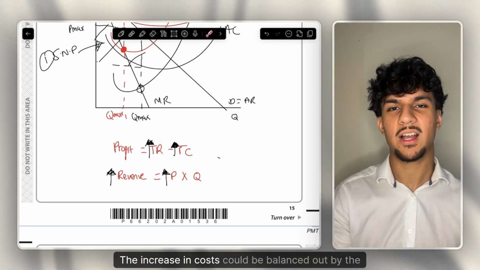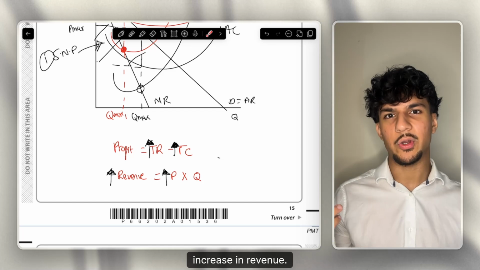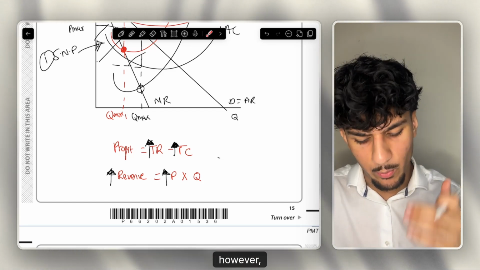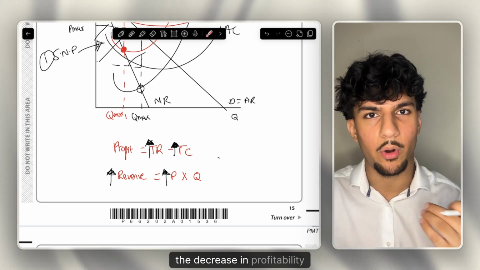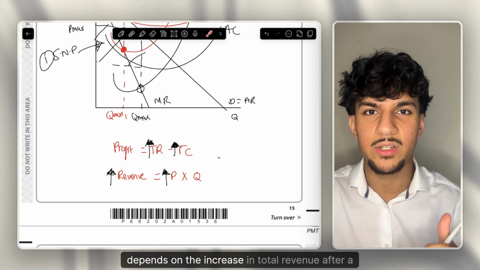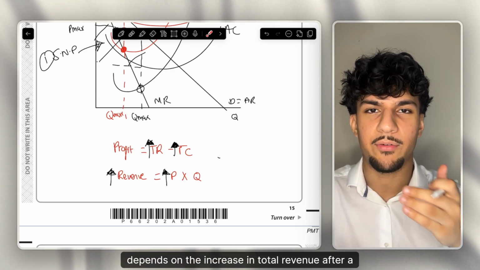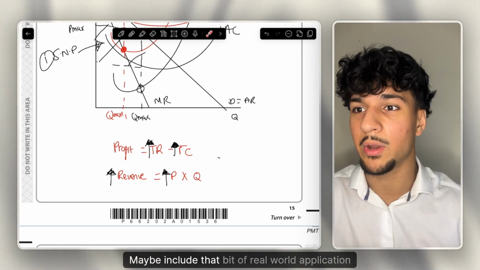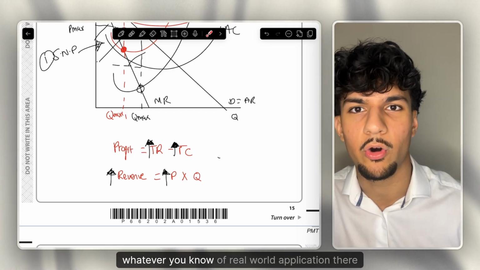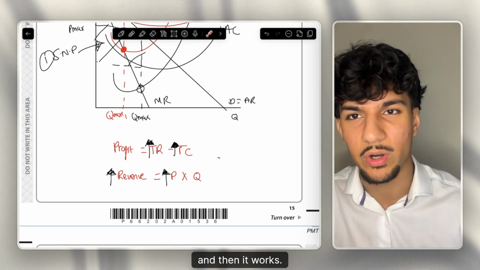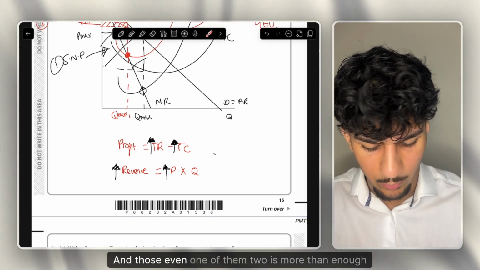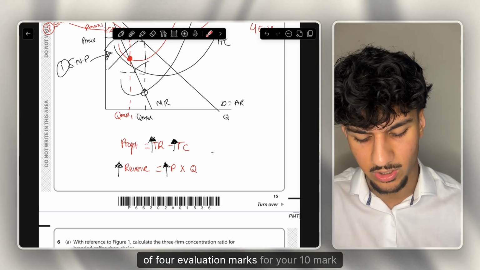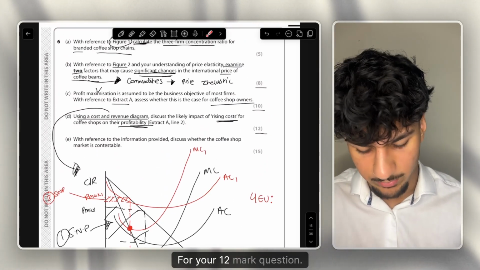The increase in costs could be balanced out by the increase in revenue, and that works as a really good evaluation point. So the way I would word the evaluation point is, however, in evaluation, the decrease in profitability depends on the increase in total revenue after a firm increases its prices. And then explain why a firm would increase prices, maybe include that bit of real world application that I mentioned, whatever you know of real world application there, and then it works as a really good evaluation point. And even one of them, or two, is more than enough to pick you up those 4 out of 4 evaluation marks for your 12 mark question.